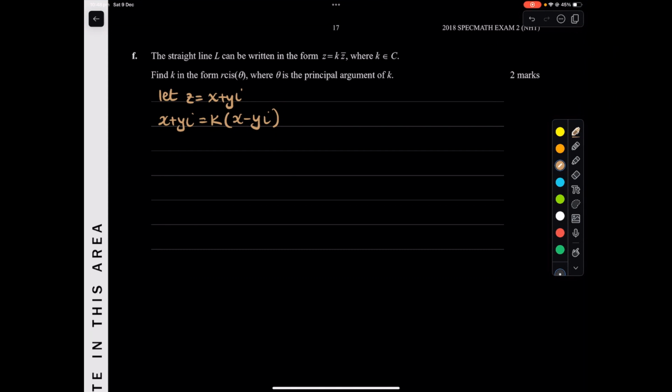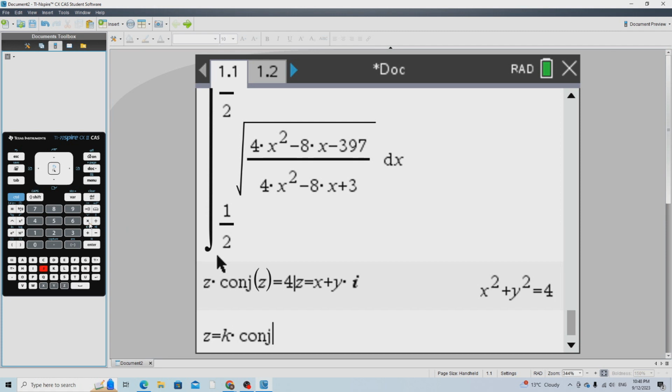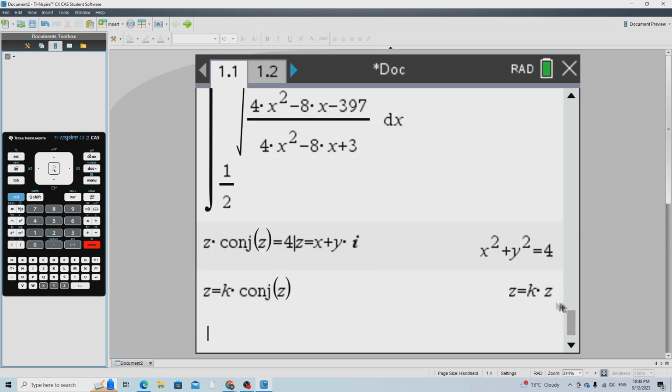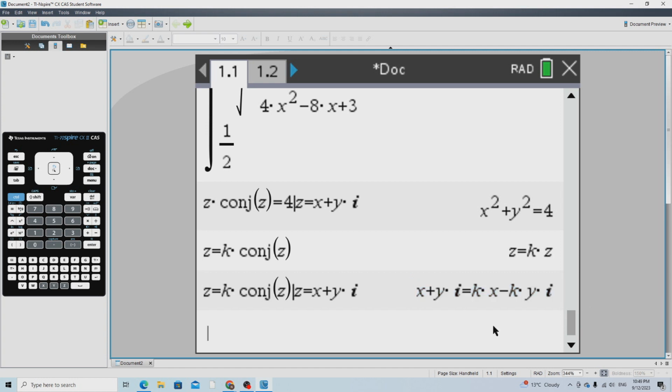Well, let's do this in our calculator, because for 2 marks we can do a lot of the work in our calculator. So what we said is Z is equal to K times the conjugate of Z, and we want Z to be x plus yi. Enter, and we get this expression. Now, what we want to do is think about it.